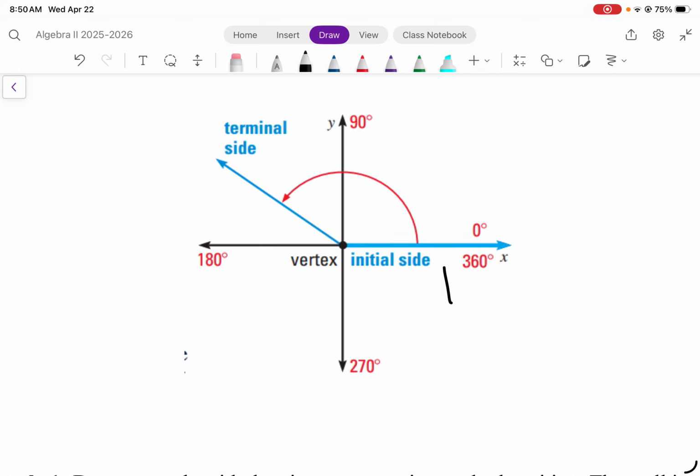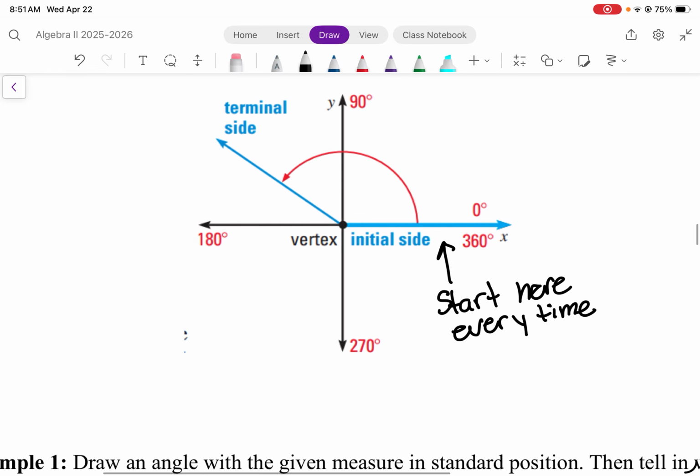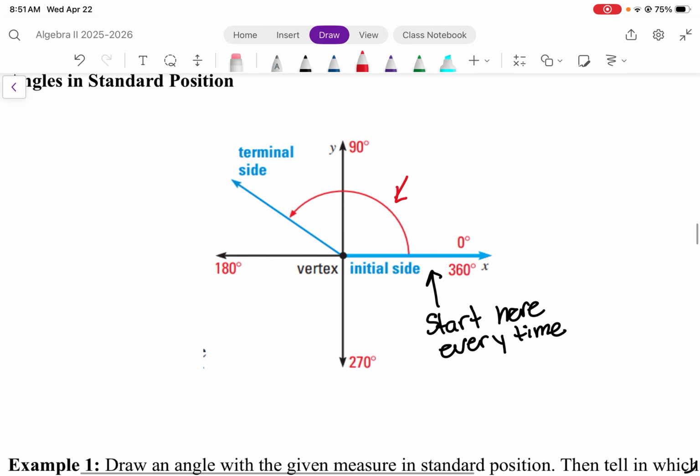It is always going to start with the initial side, and that's going to be on the positive x-axis. So every time your angle is going to start here. Then if you look, they have a curve drawn. This is part of your drawing. You need to include it every time. That will show us what angle you are referring to.